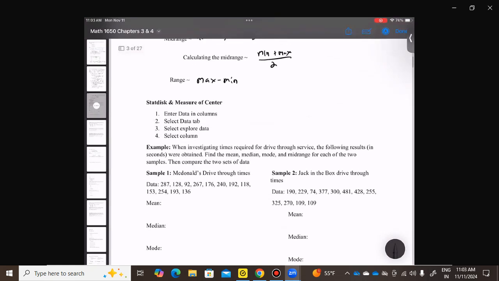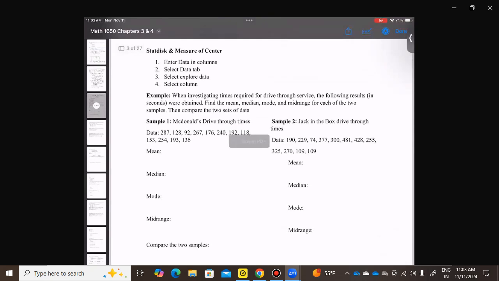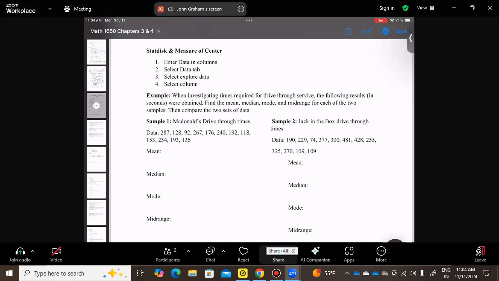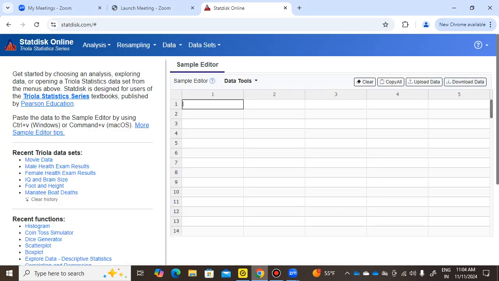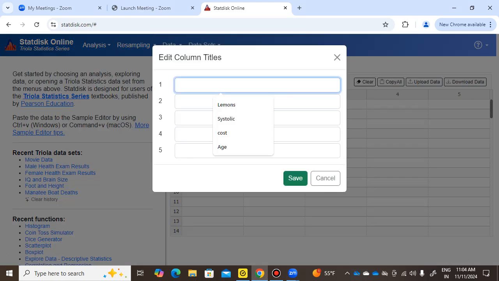Alright, so doing this on StatDisk. Okay, so on StatDisk, type into 2 different columns the McDonald's data and the Jack in the Box data. These are drive-through times, and when we do this, I want you to keep the data set in StatDisk throughout the next couple of videos, because we will still use the same data set for other things. Right, so let me type it in as well. I'm actually going to also name these. Last time I tried to name stuff, it didn't take.